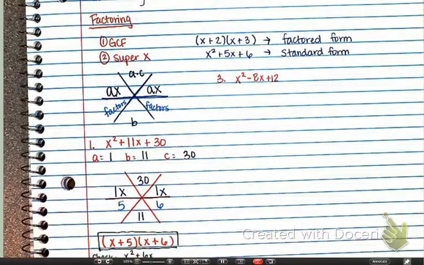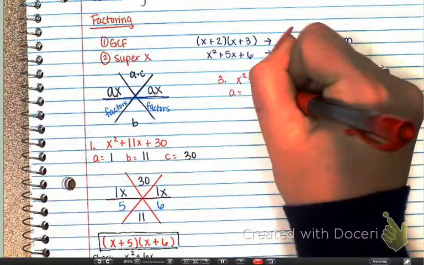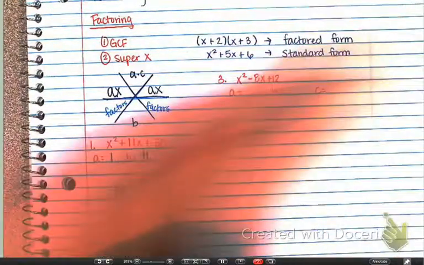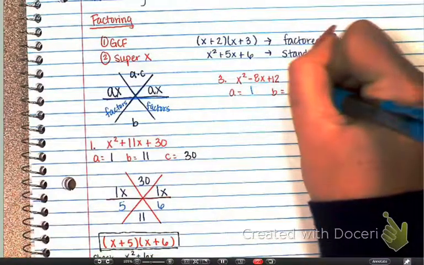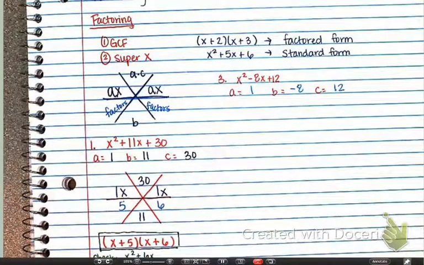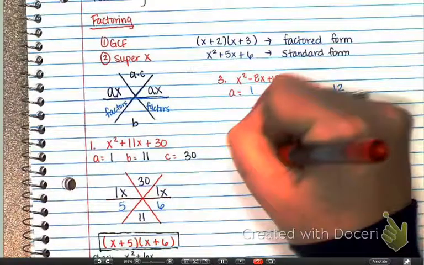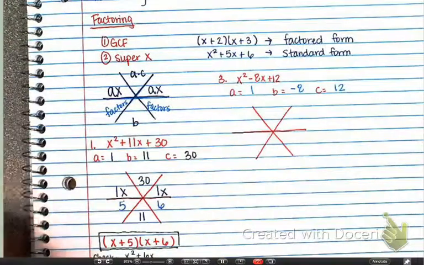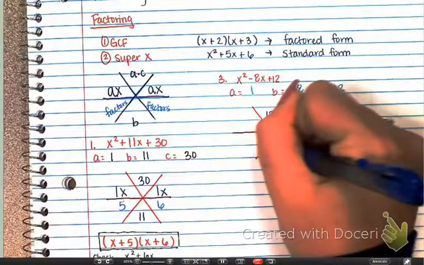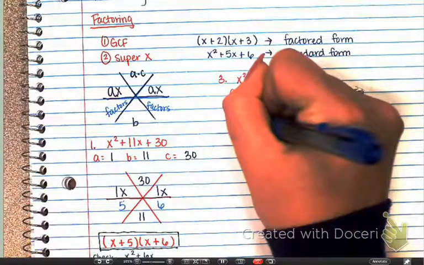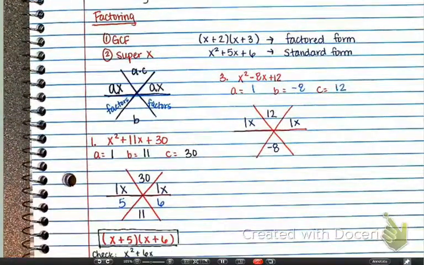So x squared minus 8x plus 12. So identify your A, B, and C. Fill in your super X. And see if you can find the factors. Okay. So first of all, A, B, and C. So A is 1, B is negative 8, C is 12. That's the first thing. On top, A times C is 12, B is negative 8, and then I have a 1x and a 1x.